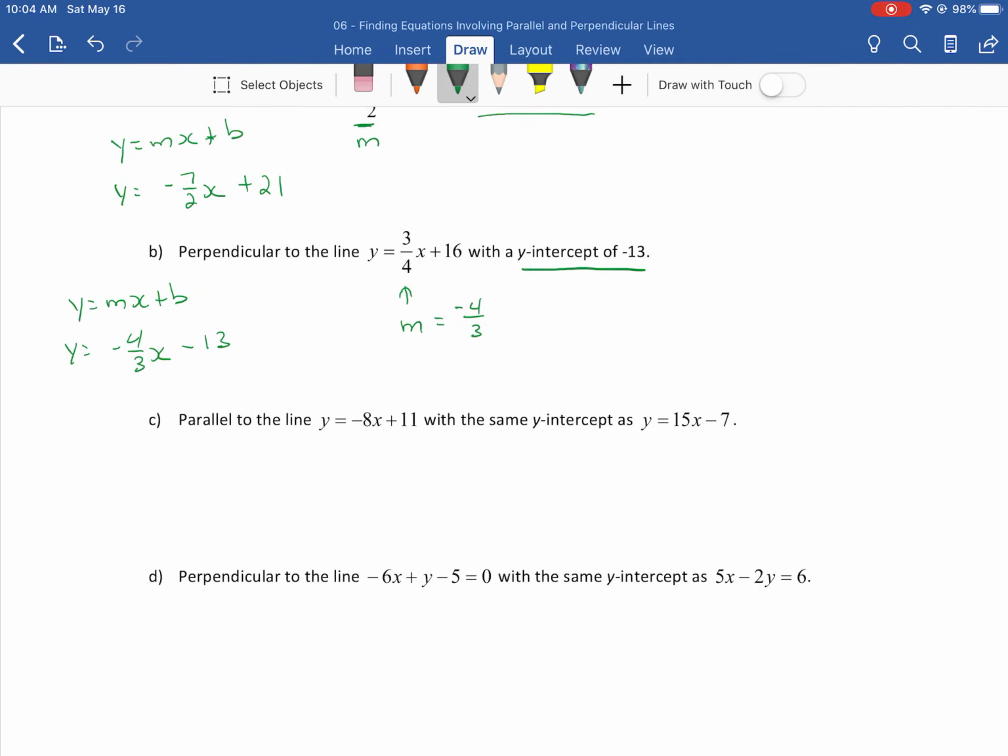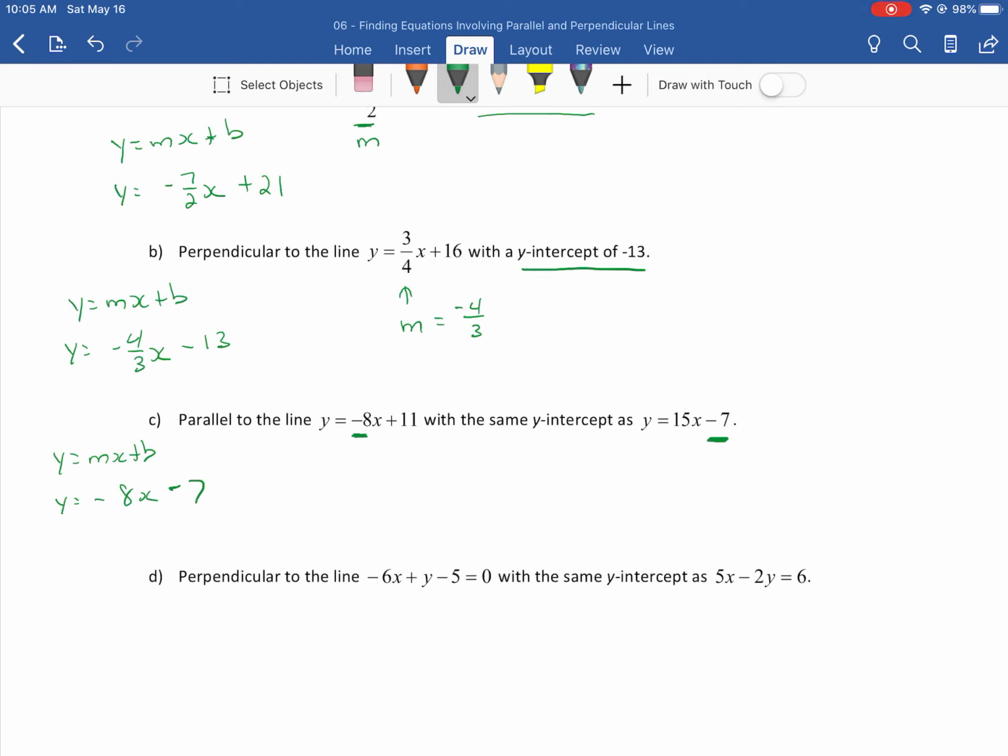Next, parallel to this line. Okay, so y = mx + b, and I want to be parallel to this one, so I need the same slope as that one. So I need a -8 as a slope. And then it says same y-intercept as this one. Oh, the y-intercept of this one is -7. So now I wanted parallel to the first line, so I wanted my slope of -8. Same y-intercept as the second line, which was the -7.